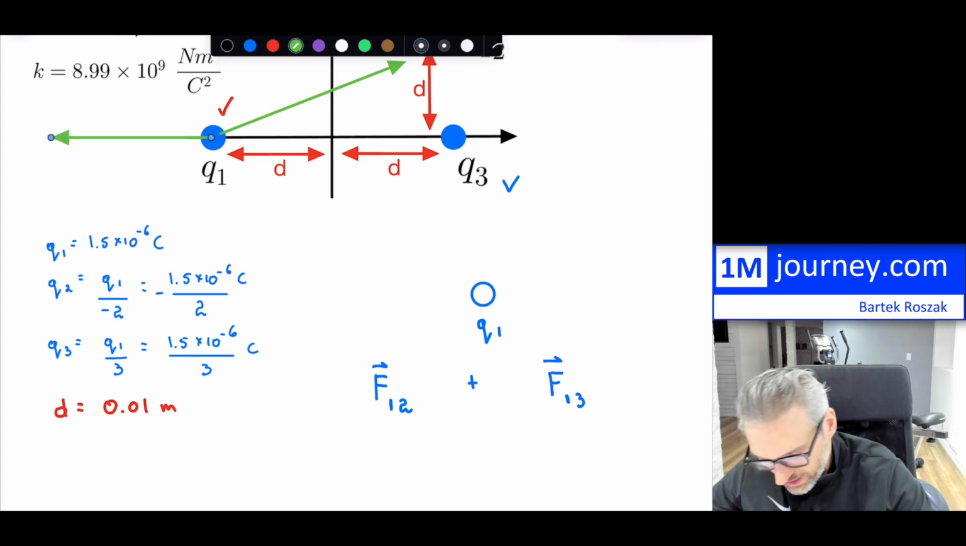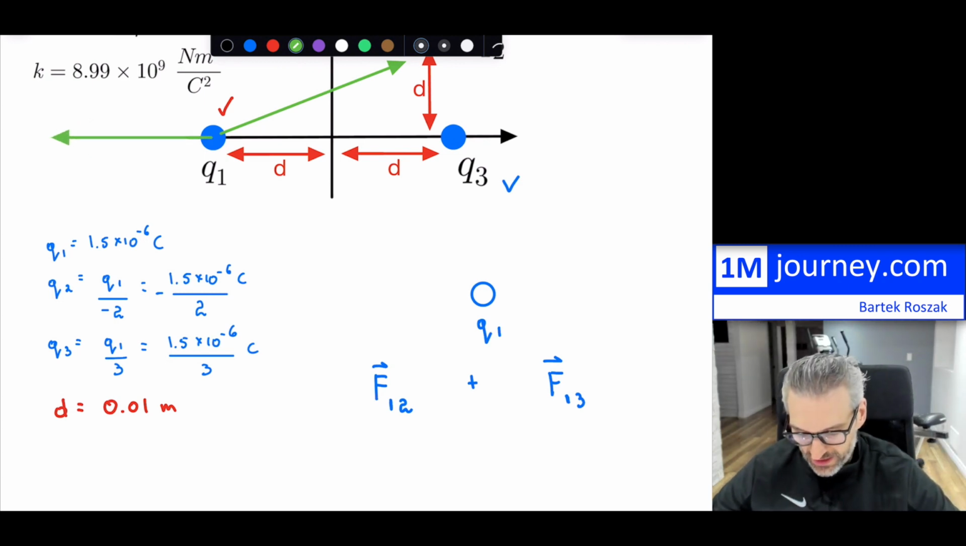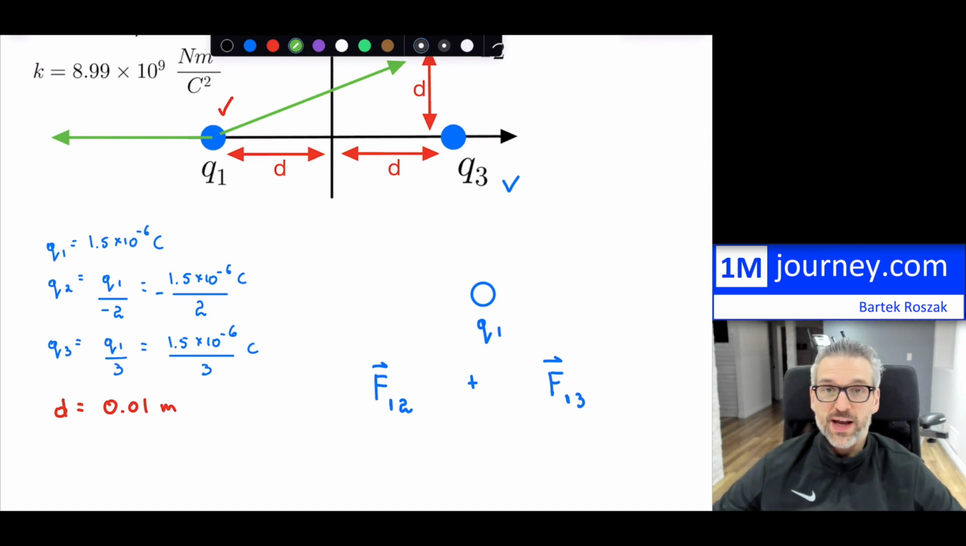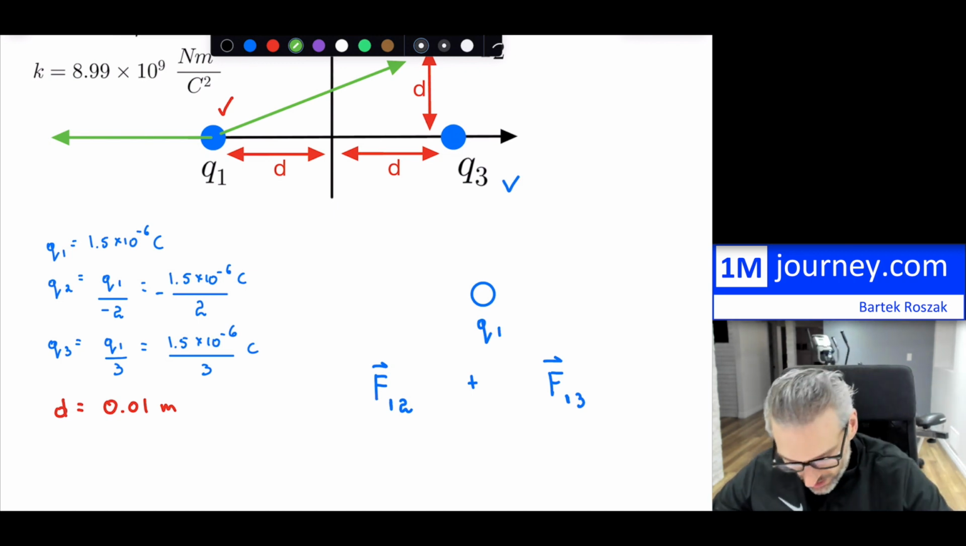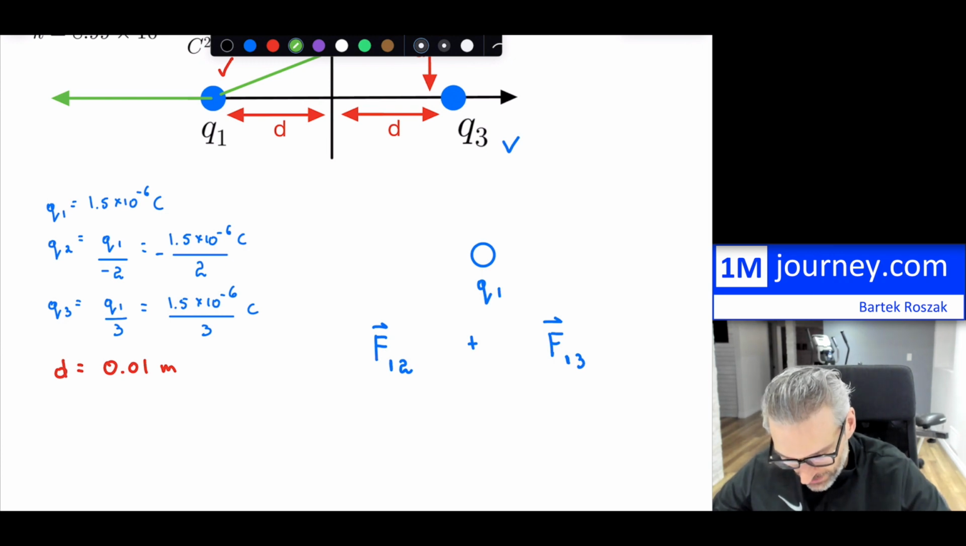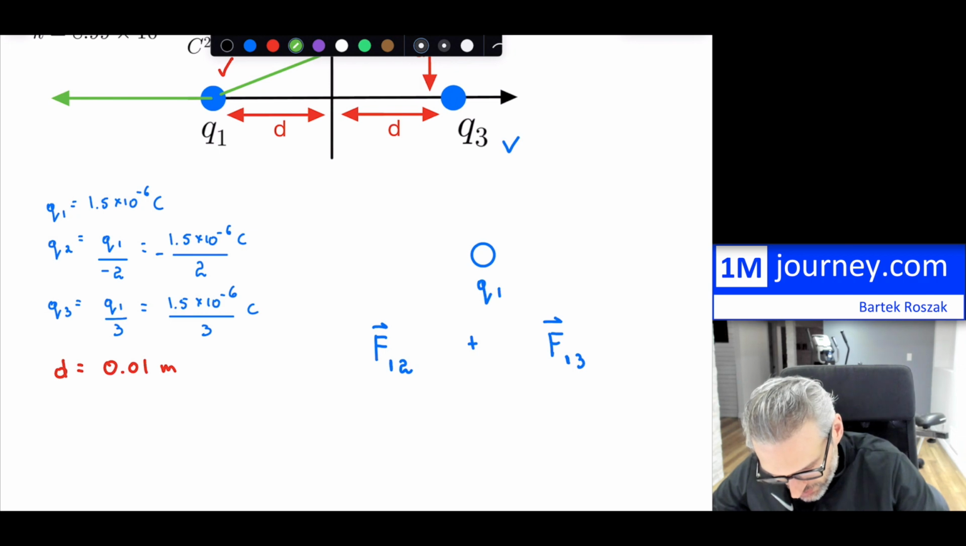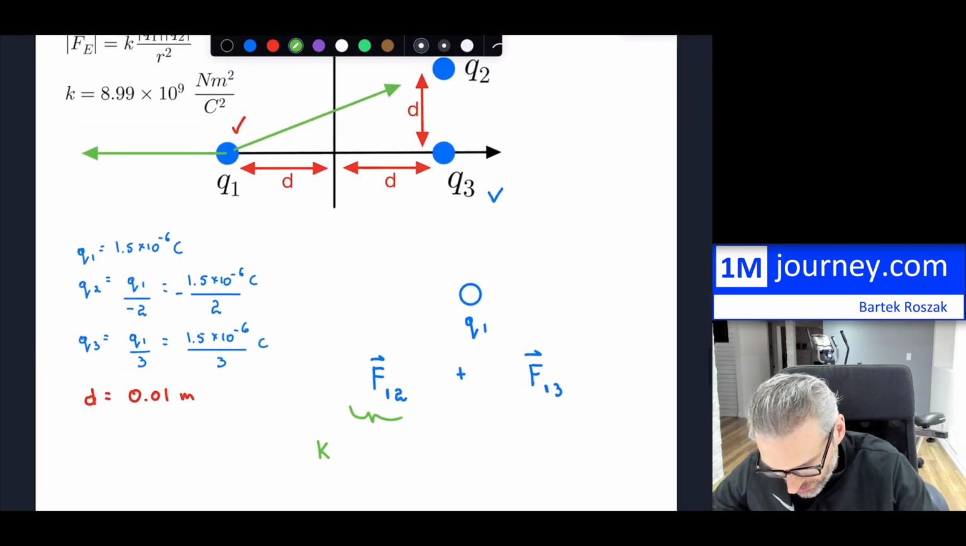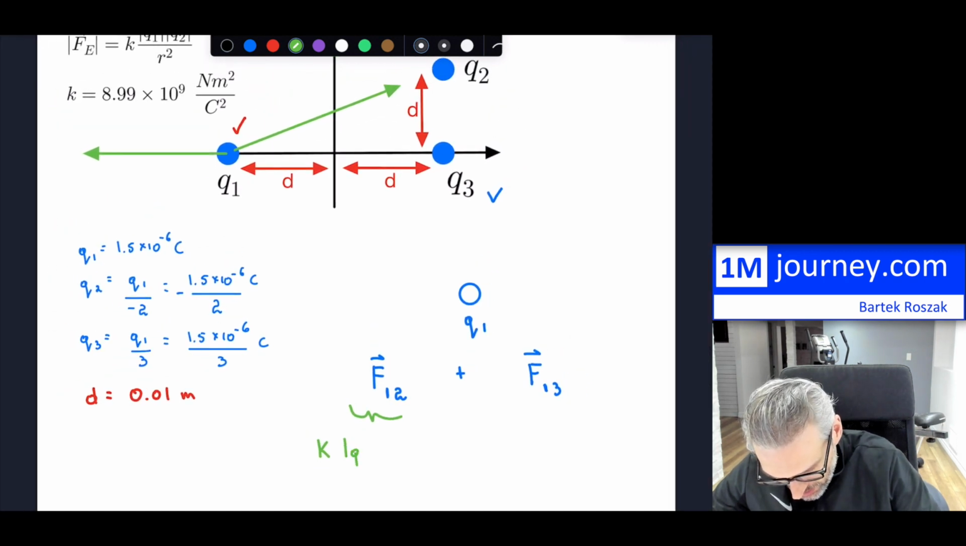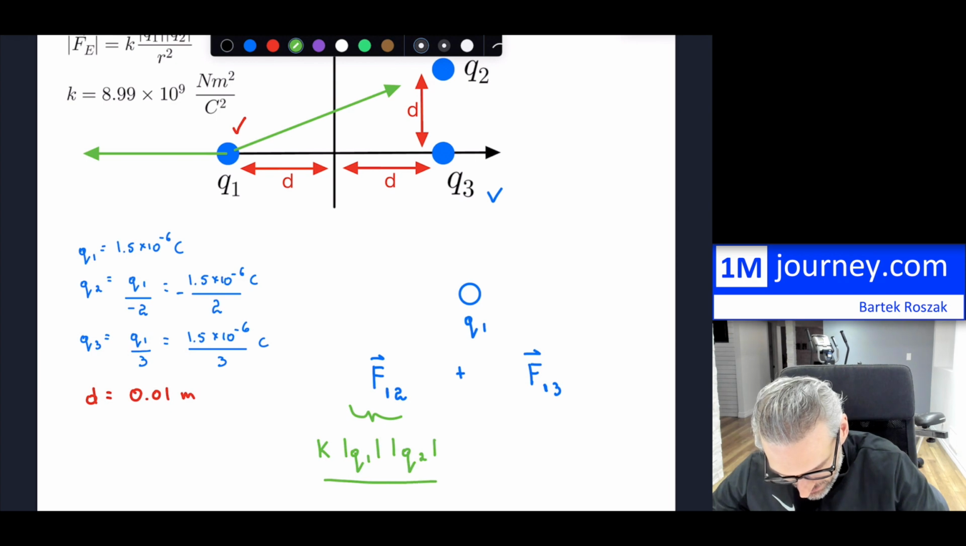Now we'll see how big these forces are in just a moment, but those will be the forces and the directions that we have. So now let's find out what the actual results are. For this one right here, this is going to be K multiplied by Q1 multiplied by Q2, divided by, so I'm going to substitute that in there.